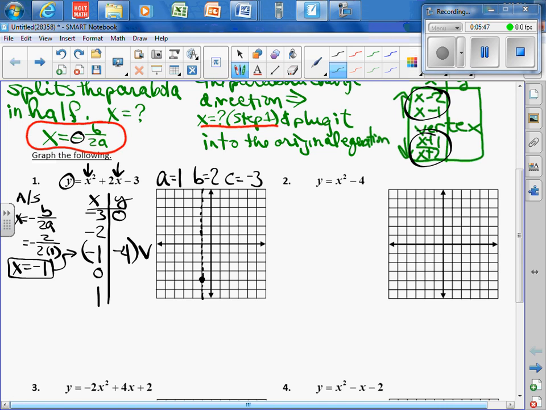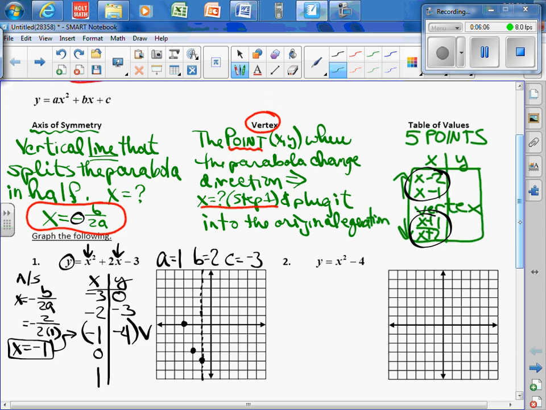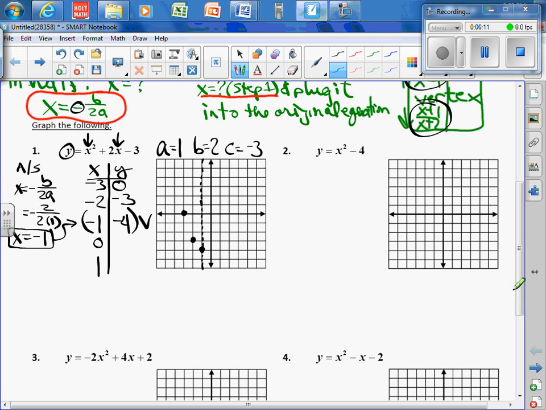-2 squared is 4, plus 2 times -2 is -4. 4 minus 4 is 0, minus 3 is -3. So I have -3, 0, -2, -3. And because it's symmetrical, axis of symmetry, what happens on one side, and here's what's happening on this side, my parabola is going up like this. Whatever's happening on this side will be reflected on this side, or at least it should.